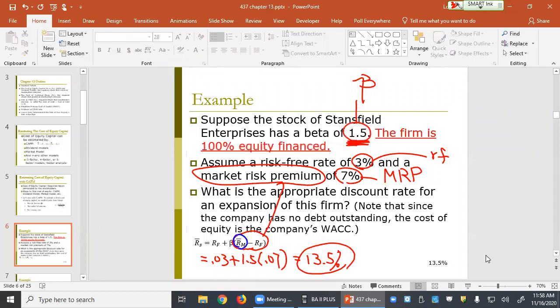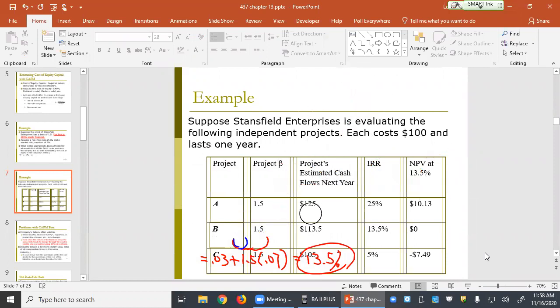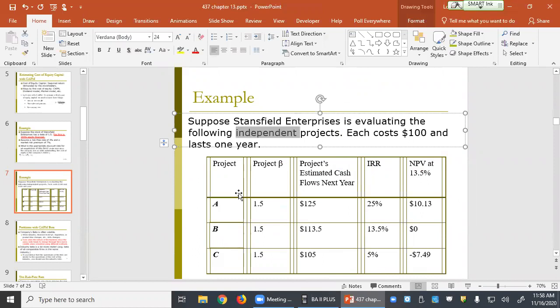So let's say that we are evaluating 3 potential projects. Well, these 3 projects are mutually, oh no, they are independent. So we have 3 projects, A, B, and C. Three independent projects means accepting A has nothing to do with any of the other projects. So if I want to decide whether I should accept A or not, I will only look at it while assuming all of the other projects don't exist.